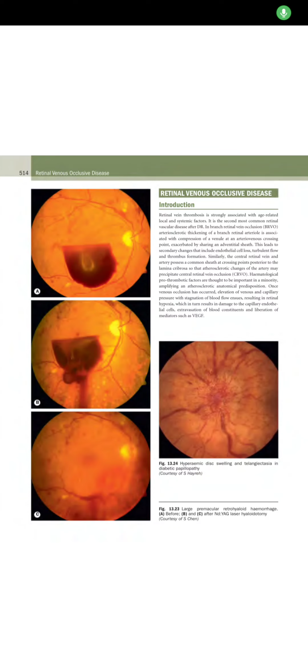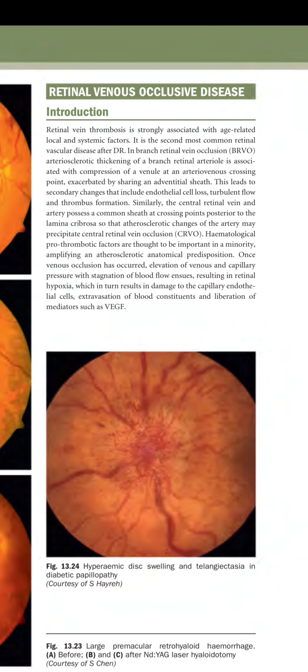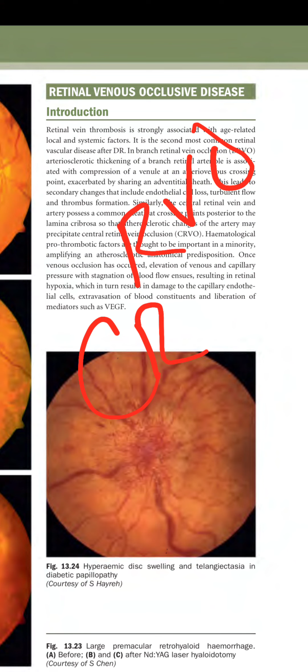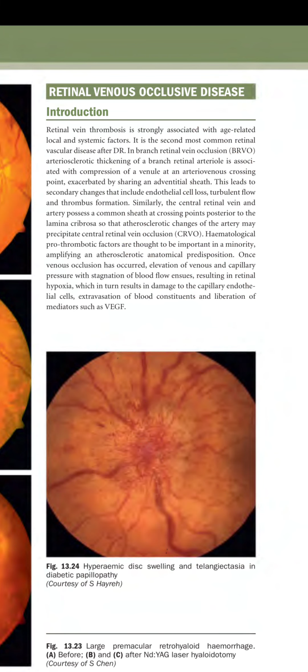Kanski lecture series, and this is Chapter 13, Retinal Vascular Diseases, Part 5. In this part, we are going to discuss the retinal venous occlusive diseases. Most of the time, we are going to discuss CRVO, or central retinal vein occlusion, and BRVO, branch retinal vein occlusion. So, let's get started.